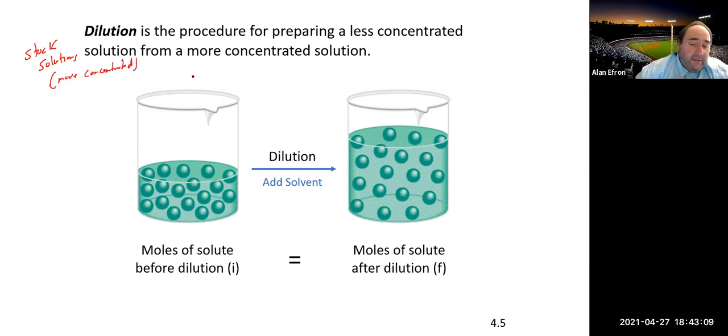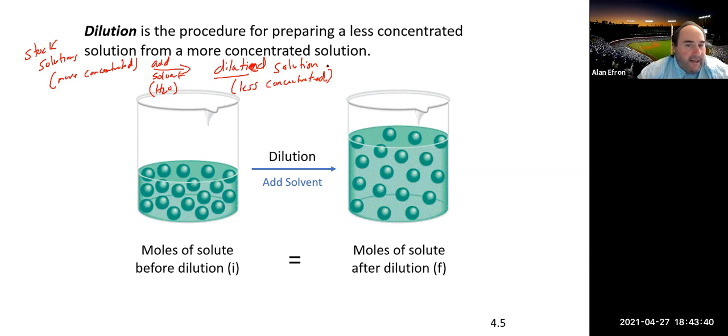And basically what we do is we only add solvent. So we add some solvent. A lot of times that solvent, again, is water. Not always, but a lot of times. And what we end up with is something that has a lower concentration, and it is referred to as a diluted solution. It is less concentrated.